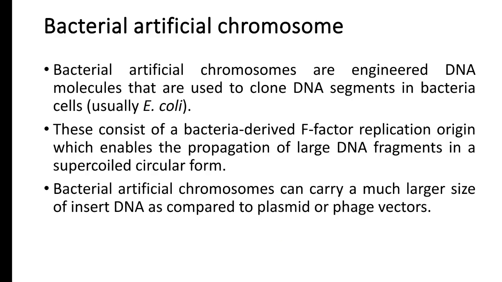Next, bacterial artificial chromosome. These are engineered DNA molecules mainly used to clone DNA segments in bacterial cells. These consist of a bacteria-derived F factor replication origin, which enables the propagation of large DNA fragments in a supercoiled circular form. Bacterial artificial chromosomes can carry larger DNA inserts as compared to plasmid or phage vectors. So these are more efficient than plasmid vectors and phage vectors.